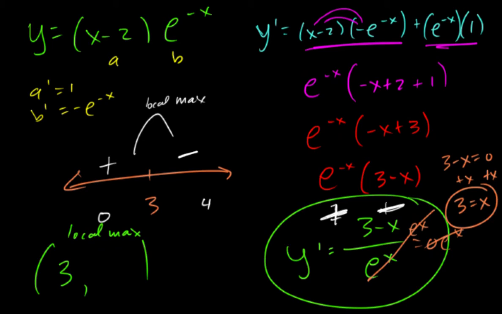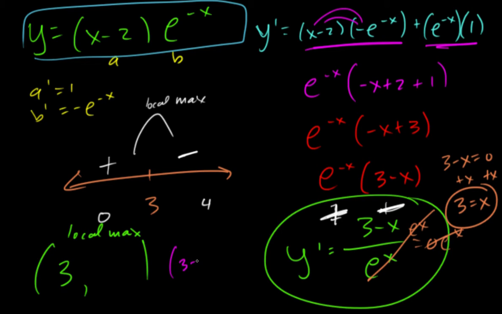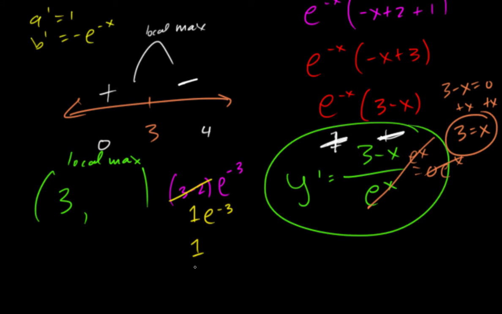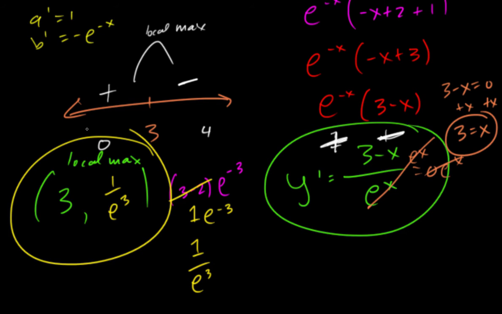And we just need to find the y value that corresponds to that. So if I plug in a 3 to the original right here, I'm going to get 3 minus 2 e to the negative 3. And so this just becomes a 1. And then if we just bring this down to the bottom, we get 1 over e to the 3. And we found the exact position and the nature of that stationary point.